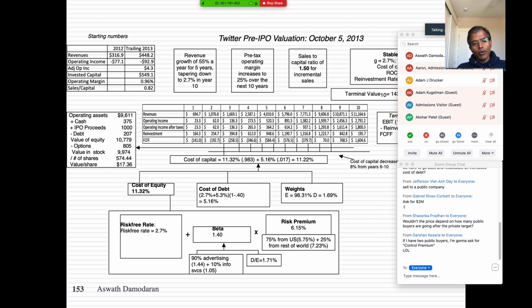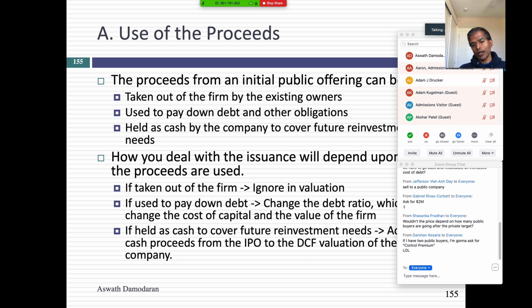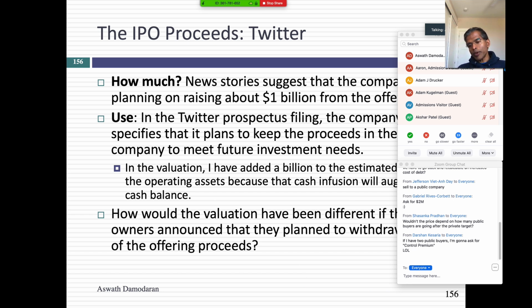And if you look at my Twitter valuation, the IPO proceeds of $1 billion, so this is actually the offering date IPO, gets added onto the cash balance and increases the value of the company. Let me pause there. So when you have an IPO, check the prospectus, because the prospectus should always tell you what the company will do with the cash. In the Twitter prospectus, for instance, they were very clear they wanted to raise about $1 billion in cash, and they were also very clear that they were going to hold on to the cash. So if you're going to do something else with the cash, you have to be explicit in the prospectus. It's required. So check for that in the prospectus, because what you do with that $1 billion in the valuation will depend on what will happen to the proceeds.